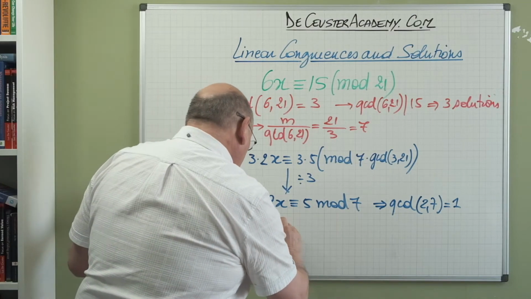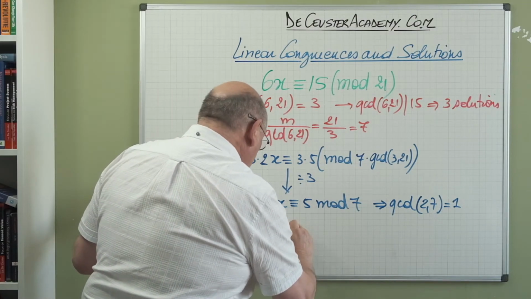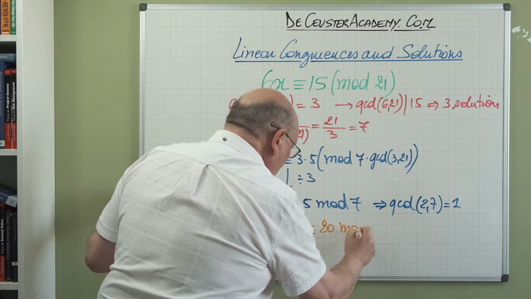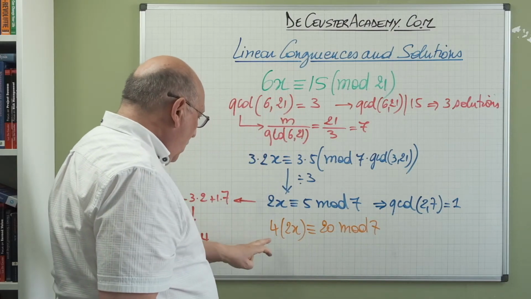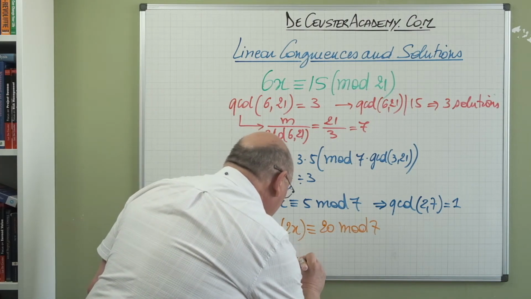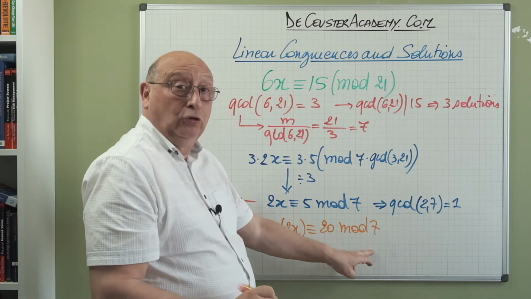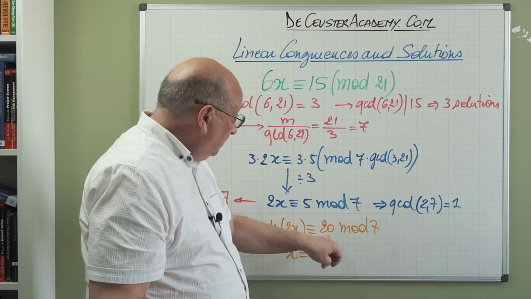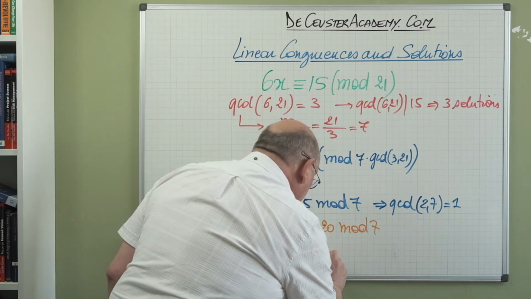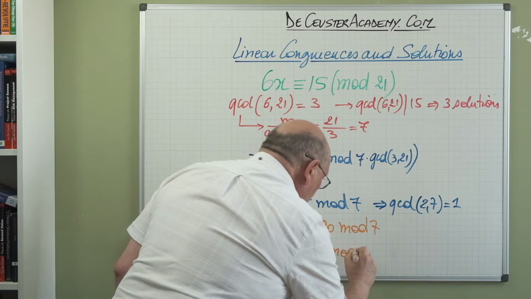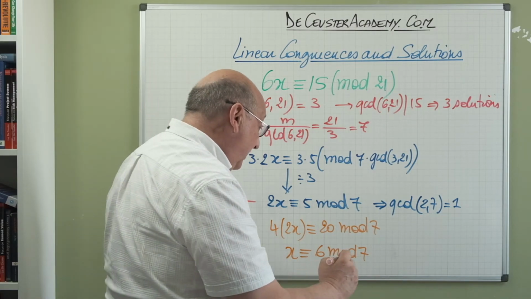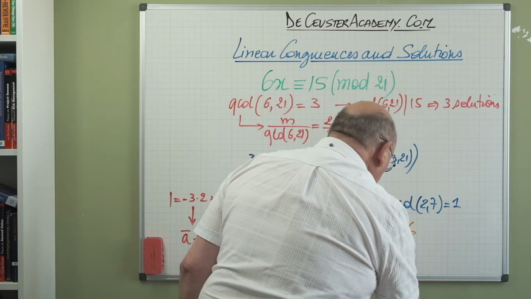So we find here 4 times 2x is congruent with 20 modulus 7. We know that 4 times 2 in the modular space gives us x, and we find 20 modulus 7. I can reduce this because this is 2 times 14 plus 6, so we can say that this is 6 modulus 7. And the first solution that we have here is 6. 6 is the first solution.